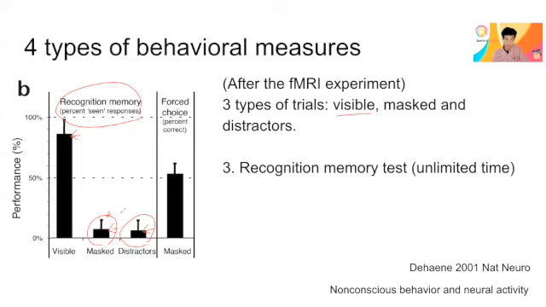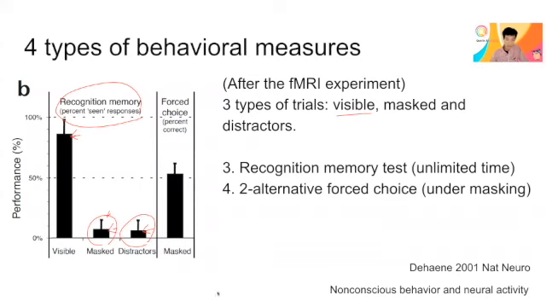Another important task was the forced choice experiment. Under the masking situation only, they asked whether the presented word was word A, like lion, or word B, like stare or something like that, and you are asked to choose one of them. So that's a two-alternative forced choice under masking. The performance was 50%, and that's indicative of invisibility. Makes sense.